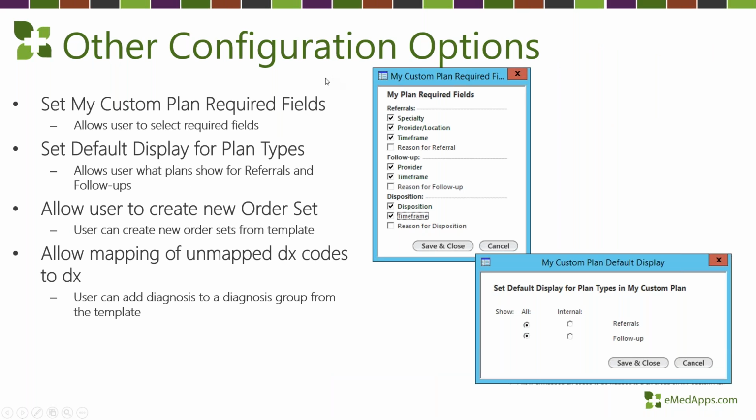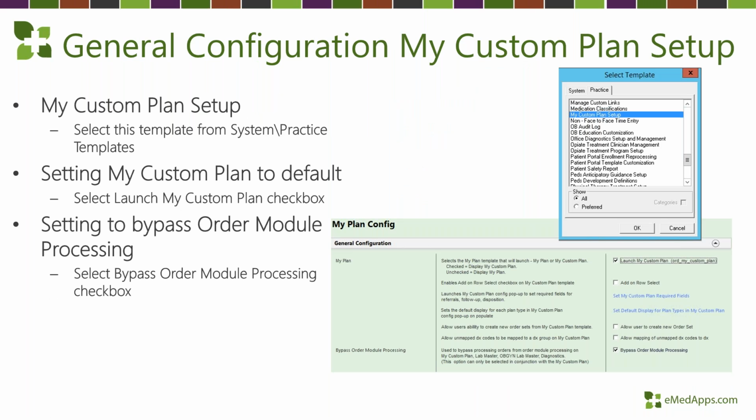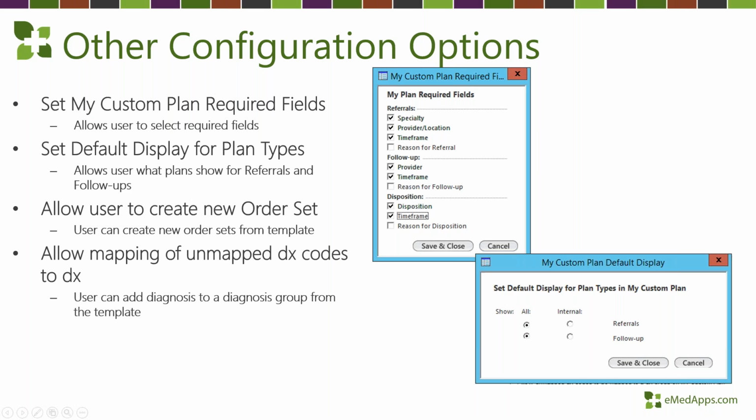A couple other configuration options that I wanted to point out, and you'll see those on the template. You can set the My Custom Plan required fields, which allows users to select required fields. Now there are two links there. If you look back on the previous slide, the two links are in blue right here. So you have your set My Custom Plan required fields and then set default display for plan types in My Custom Plan. So what I'm doing is kind of expanding on those right now.